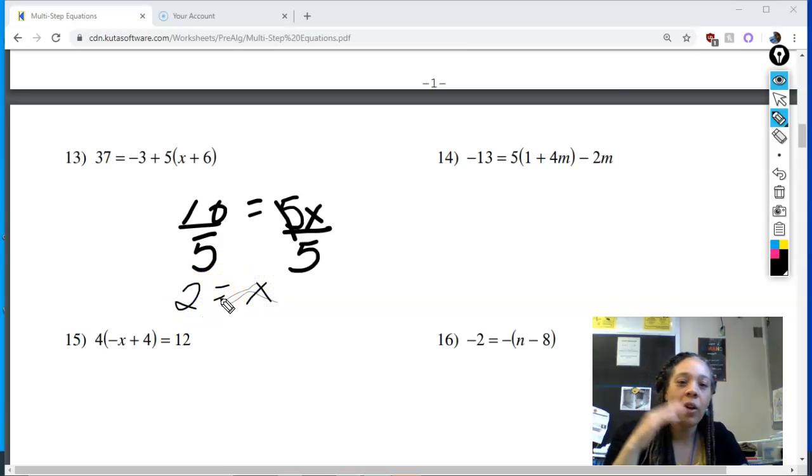So hopefully that's enough help to get you ready to solve these multi-step equations. This is about level 4, and you need to make it to level 5. So good luck, try your best, and do good work today.